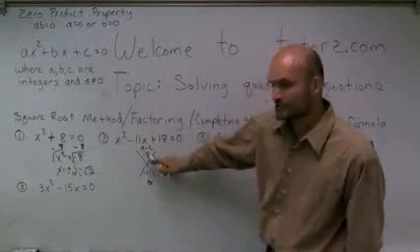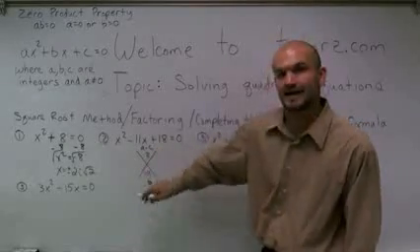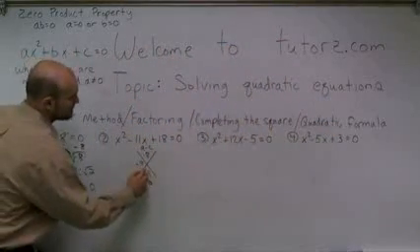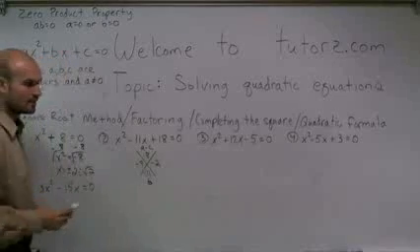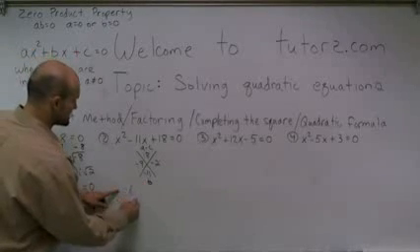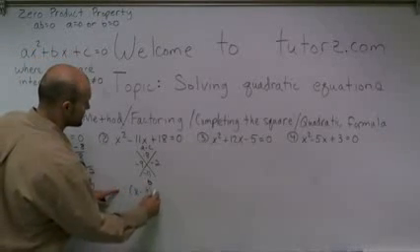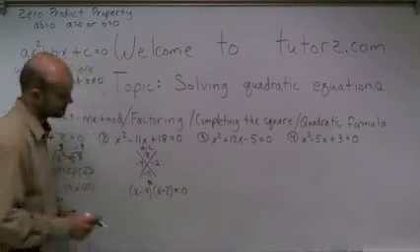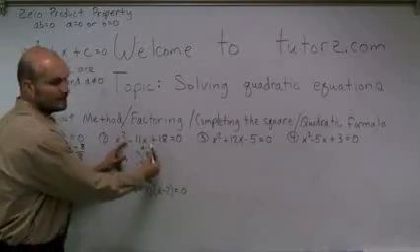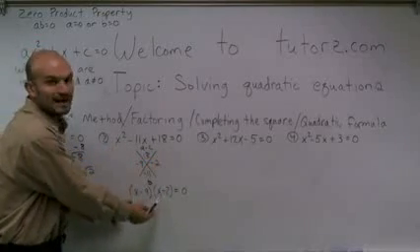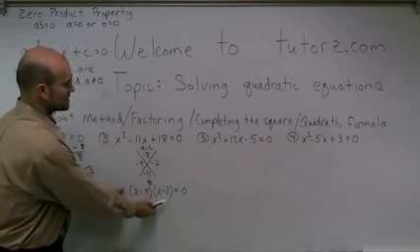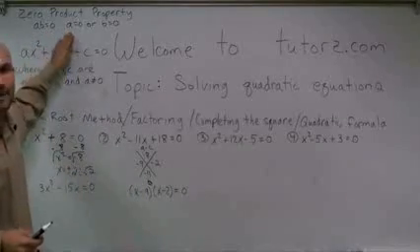And your two factors of 18 that add up to negative 11 would be negative 9 and negative 2. Therefore, now I can write this as x minus 9 times x minus 2 equals 0. So what I've done is I've rewritten this quadratic as two binomials multiplied by each other. Now, the reason why I want to do this is because now I can use the zero product property.